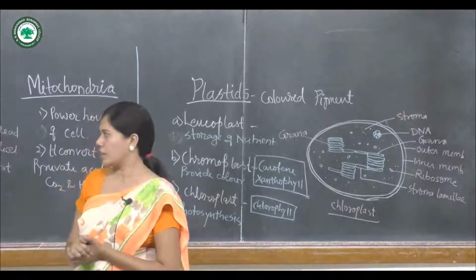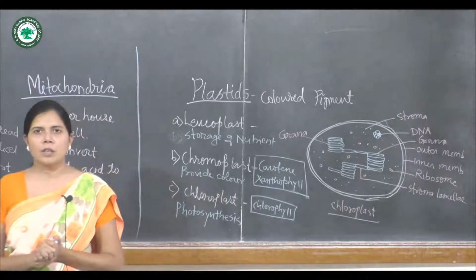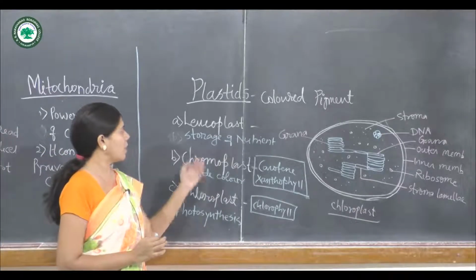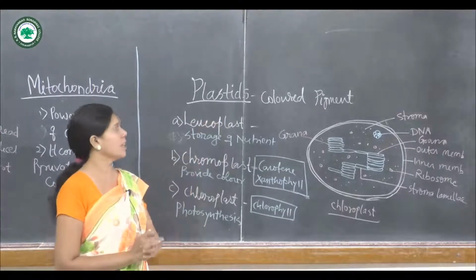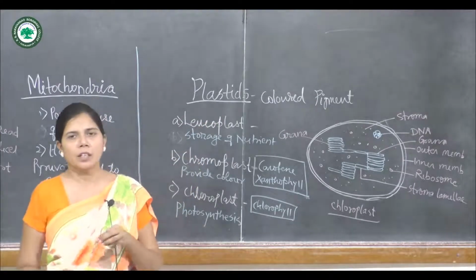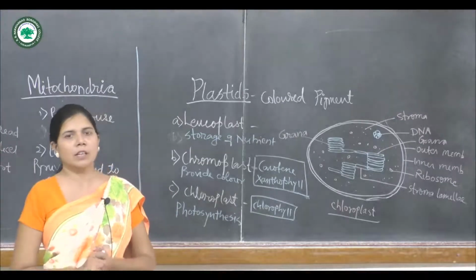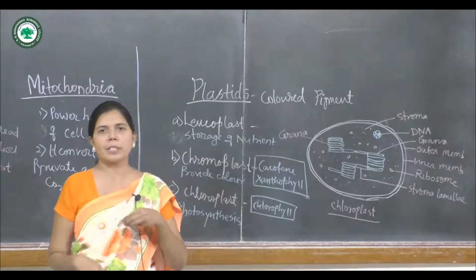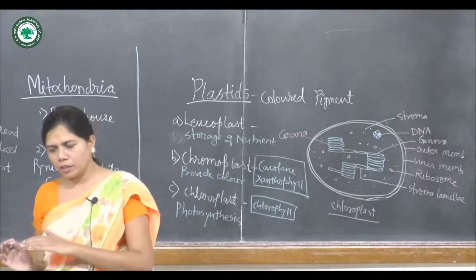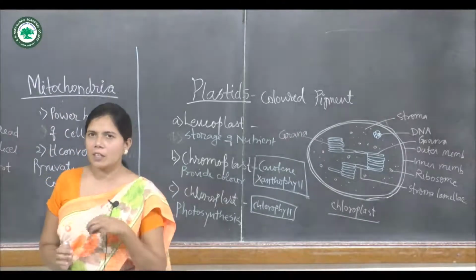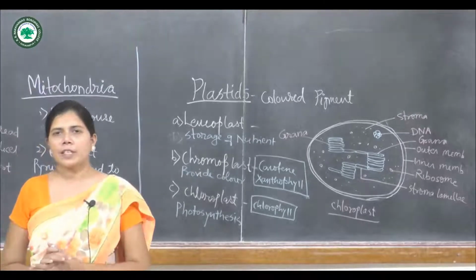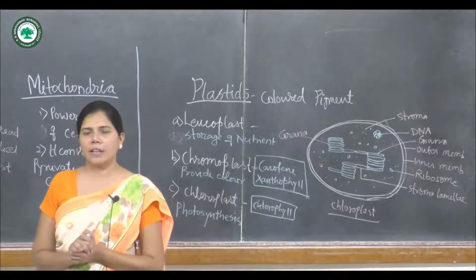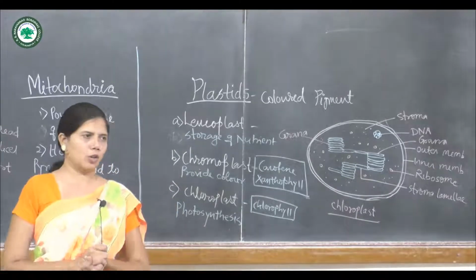So today we studied the mitochondria, which is present in all eukaryotic cells, and the second cell organelle is the plastid, which is present in plants: leucoplast, chromoplast and chloroplast. Chloroplast is present in all green plants. Along with the green plants, a ribbon-like chloroplast is present in Spirogyra. It is present in algae, and a few protista like Euglena also contain the chloroplast.